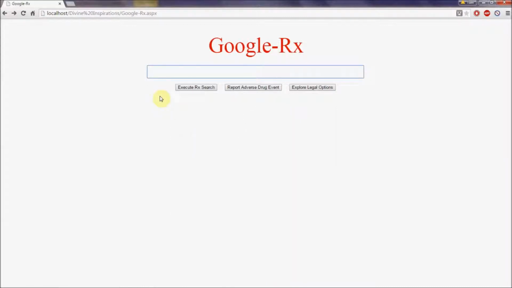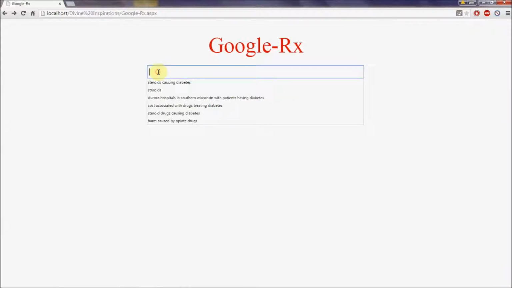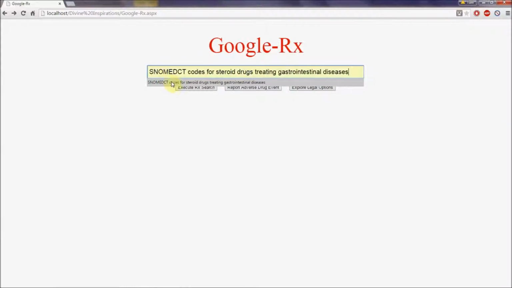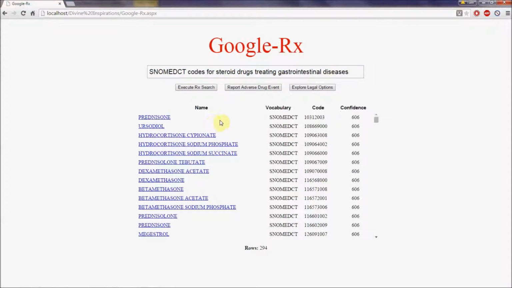GoogleRx can be used by medical coders to assist in determining appropriate codes to assign to provider services performed on patients. Consider the following example. SNOMED codes for steroid drugs treating gastrointestinal diseases. And here we have a number of drugs and corresponding SNOMED codes.